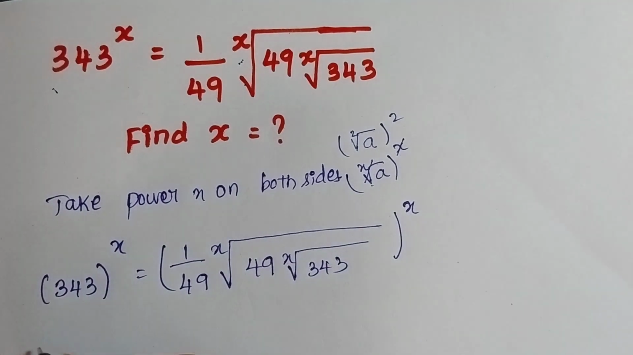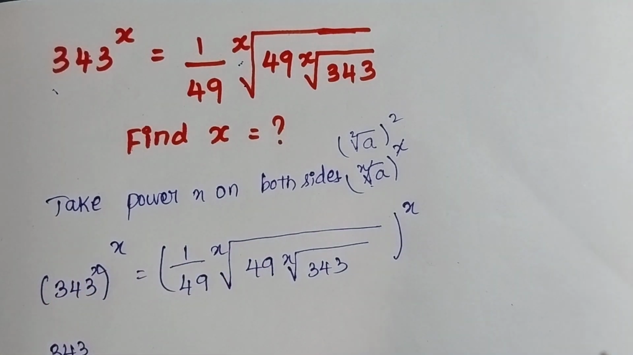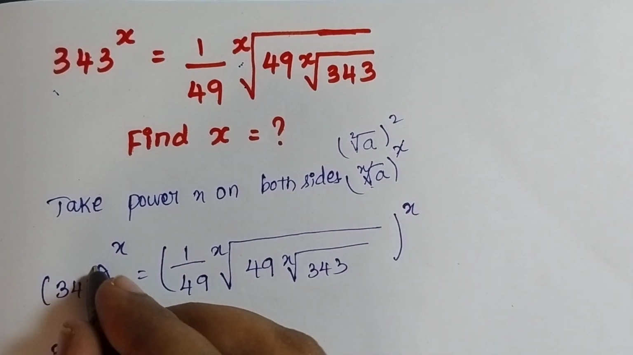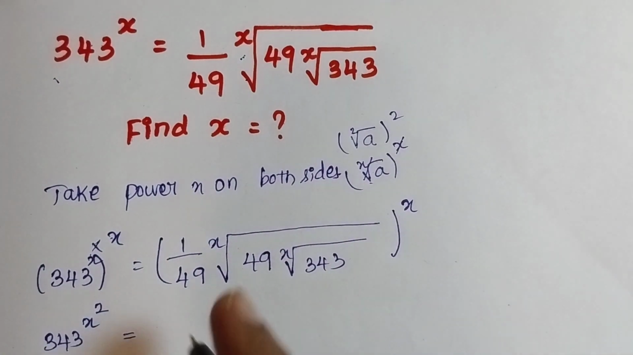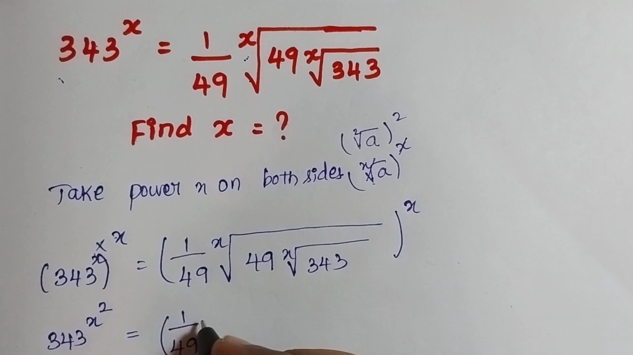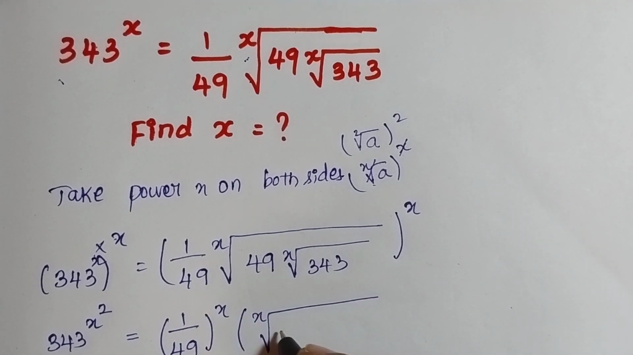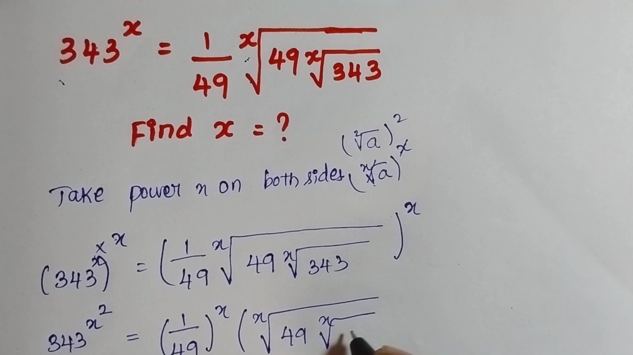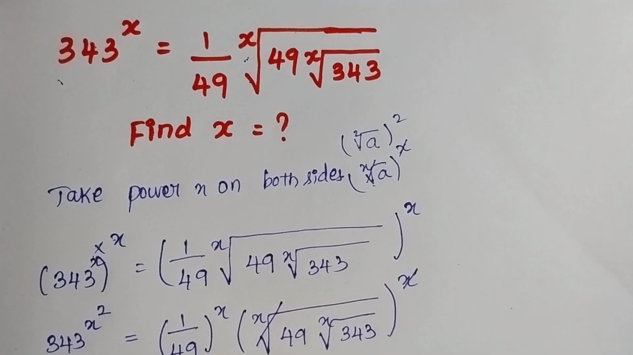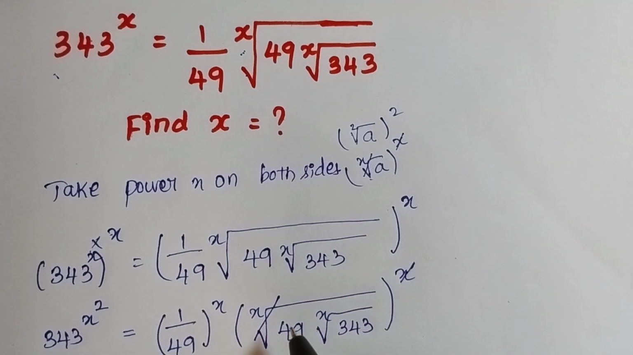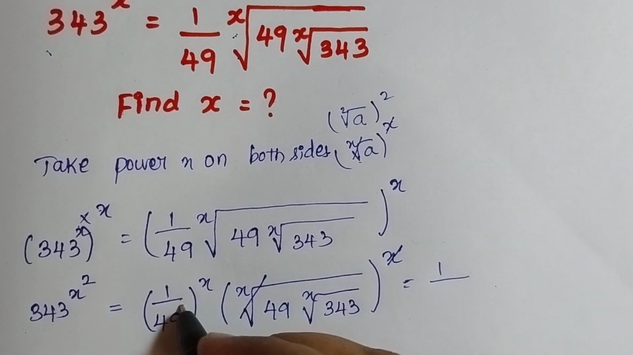So this can be written as, sorry, here x is there. So x into x into x is x square, which is equal to, this can be written as 1 by 49 the whole power x and root x 49 into root x 343 the whole power x, and this x gets cancelled, this x and this root x get cancelled, therefore which is equal to 1 divided by this x which moves here.